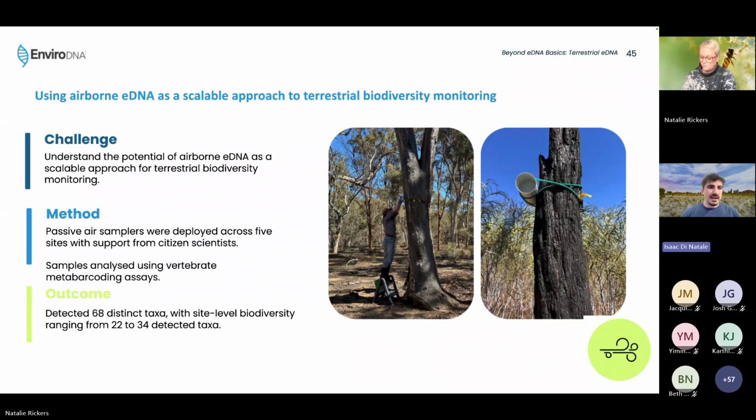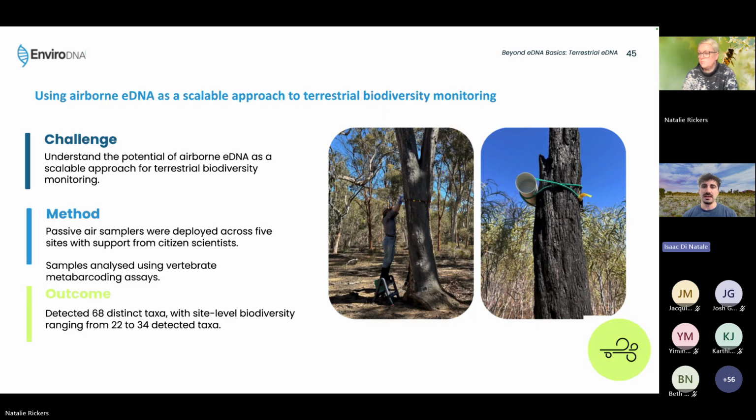So this is another air eDNA case study within the Western Australian wheat belt. And this one was really impactful in demonstrating the potential of that airborne eDNA as a scalable approach, specifically for terrestrial biodiversity monitoring. So here, passive air samplers were deployed across 5 sites with some support from citizen scientists. And that allowed the DNA captured from the environment to be analyzed using vertebrate metabarcoding assays.